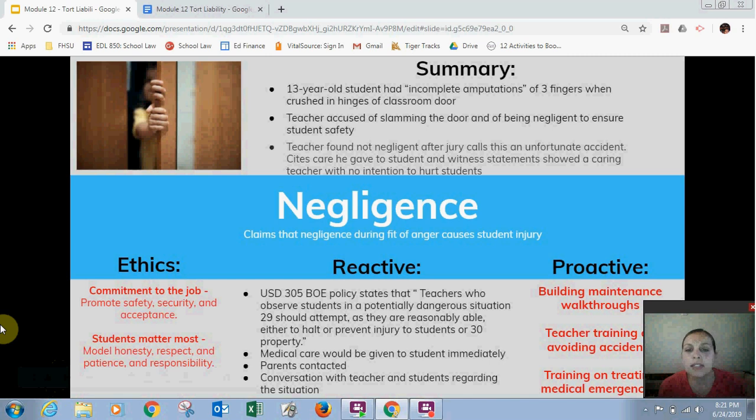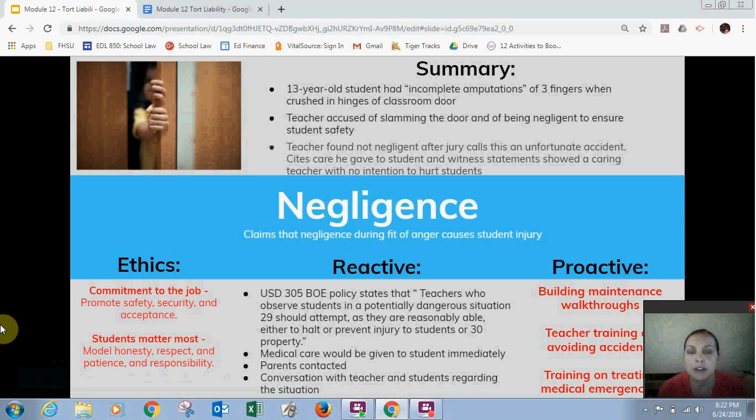My district would say that teachers who observe students in dangerous situations should attempt, as they're able, to either halt or prevent injury, which seems like this teacher did. They supposedly checked out in the hallway. This teacher gave medical care to the student immediately and contacted the parents. And they had a conversation with the teacher and the student regarding that situation.